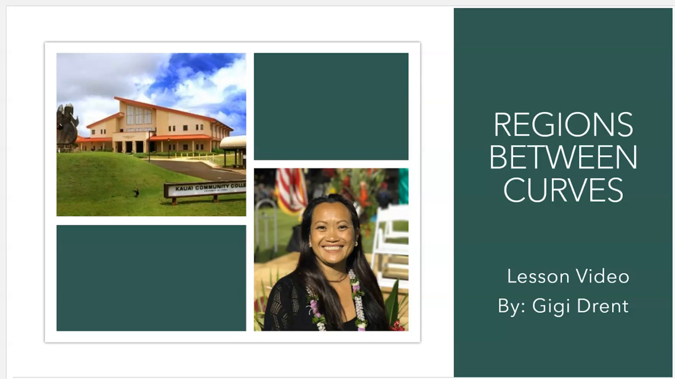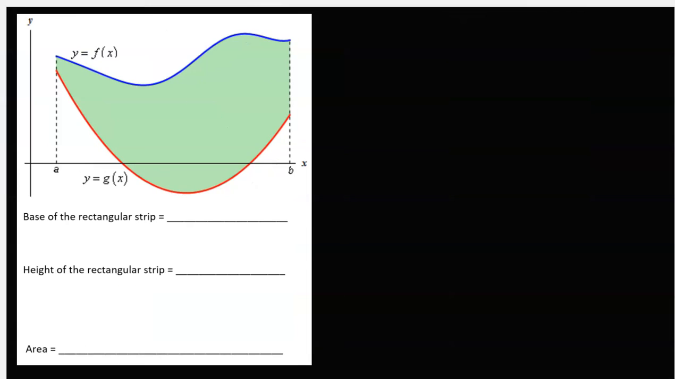In this video, we will be talking about regions between curves. Alright, so let's get started. Now suppose you have an area in between the function f of x, which is the blue one, and the function g of x, which is the red one, right? That's an odd looking shape.